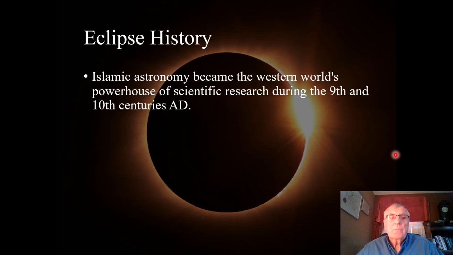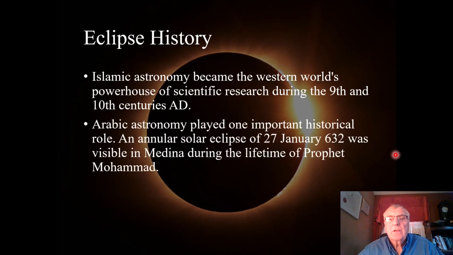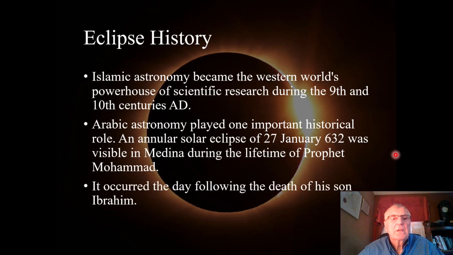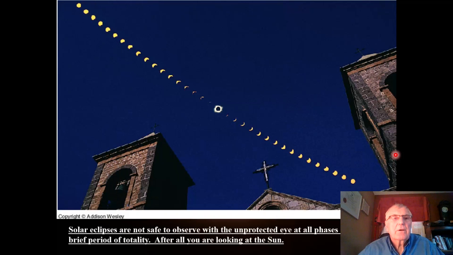Islamic astronomy became the world's powerhouse of scientific research during the 9th and the 10th centuries. And Arabic astronomy played one important historical role. There was an annular eclipse on the 27th of January, 632, that was visible in Medina. And that was during the lifetime of Muhammad. It occurred the day following the death of his son, Ibrahim. And so we know that date exactly when that happened. And of course, that happened on January 26, 632, in the modern era. So here's what the whole sequence looks like, okay?